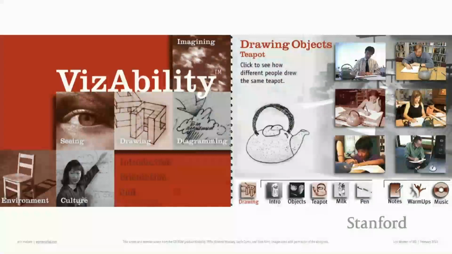When she left Apple, she worked on this project called Visibility. Do you remember that? Okay, a couple copies. Oh, okay. Well, basically it was a multimedia learning experience. It was available commercially, and it was designed to train people how to see and how to draw. And it was co-created with the designers Gail Curtis and Scott Kim. And the whole visual design system was developed by Meta Design. And it was full of videos and workbooks.